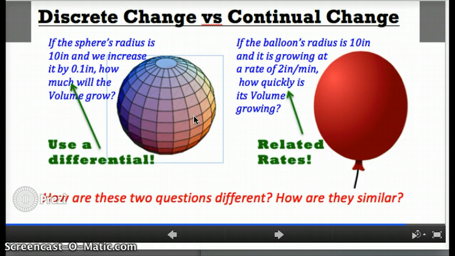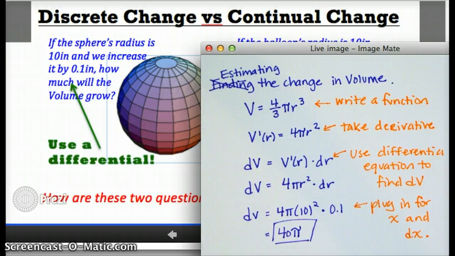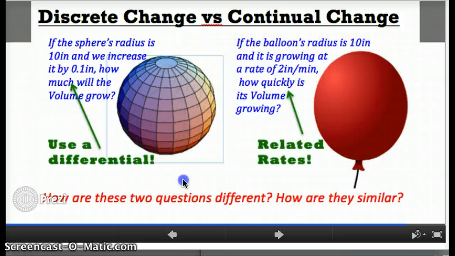That was a differential problem because it's relating a change in the radius to a change in the volume. But what's important to note is that we're just measuring one change. It's an instantaneous thing. It's before and after, and that's it. To jog your memory further, you can look at the work. This is exactly what you'd do. You'd write a function, take the derivative, and then use the differential equation. That should be familiar.